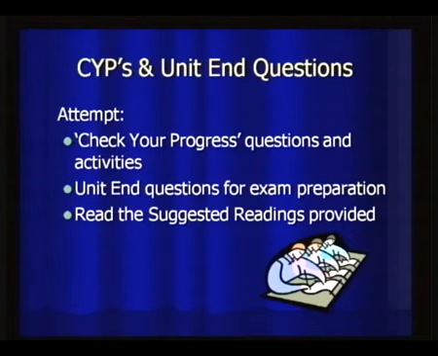Then we have also provided you with suggested readings, which will further help you in getting an in-depth knowledge about what is being talked about in the material provided to you. So we do encourage you to read these suggested readings and add to your knowledge of this course.